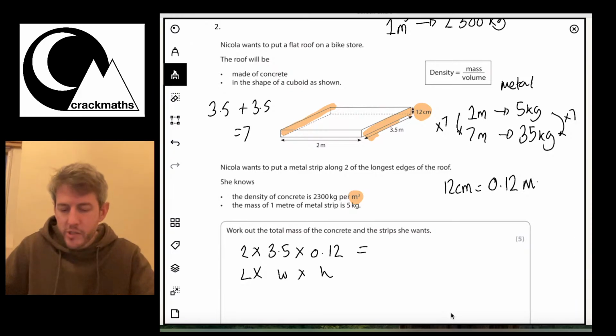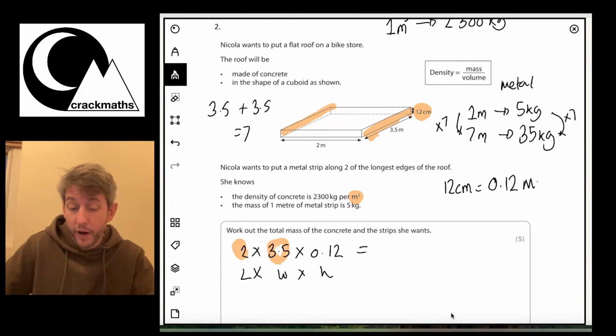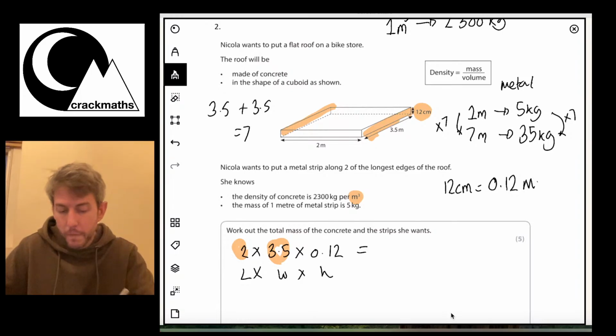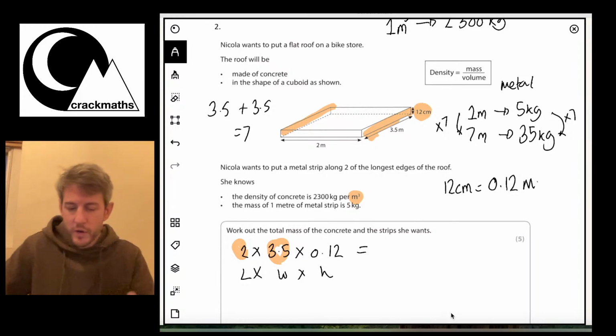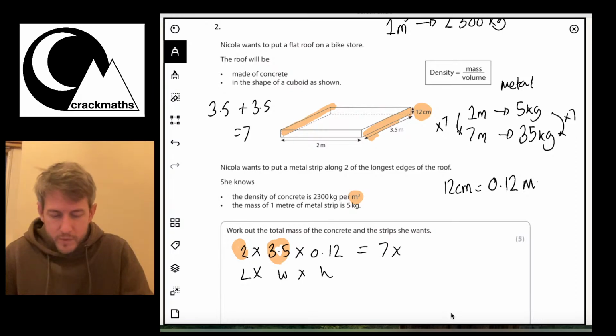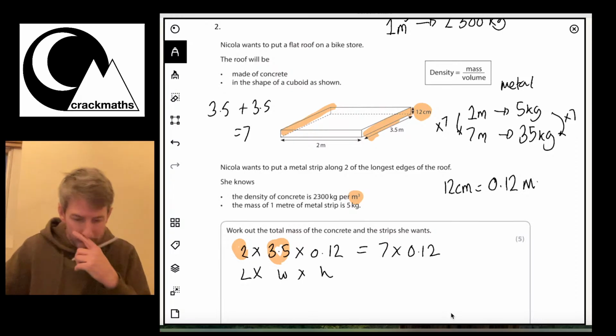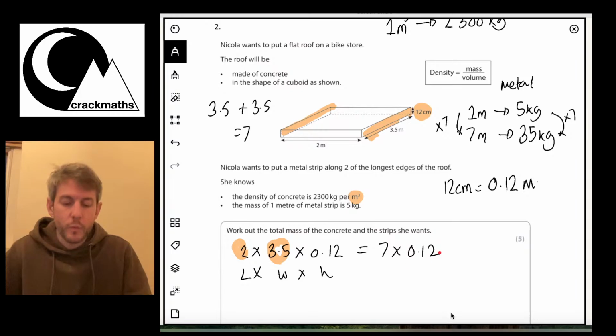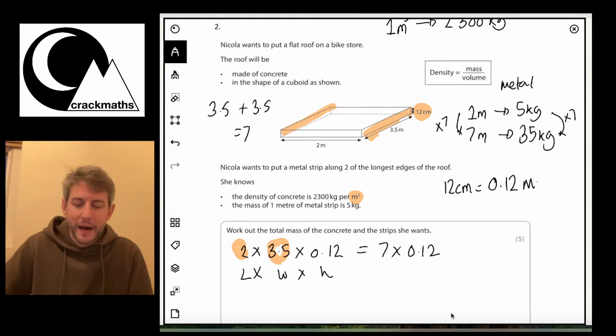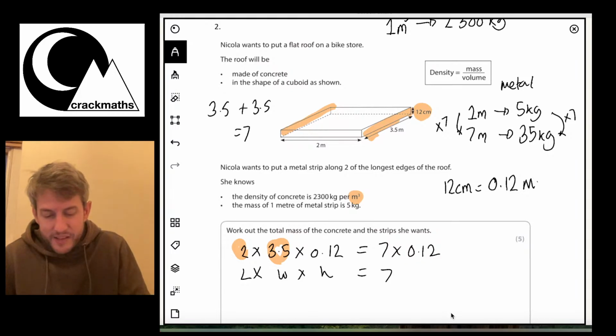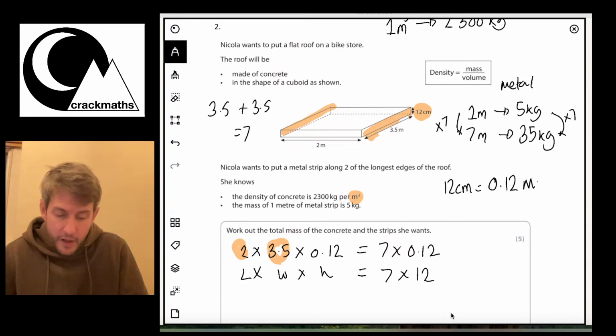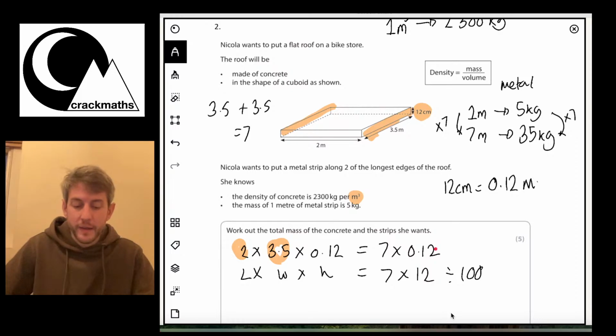So 2 times 3.5 is 7. So we're looking here at 7 times 0.12. Now remember, with decimals, you can think about it like this. This is actually like 7 times 12 and then dividing that answer by 100, because 12 divided by 100 is the same as 0.12. So 7 times 12 gives me 84.